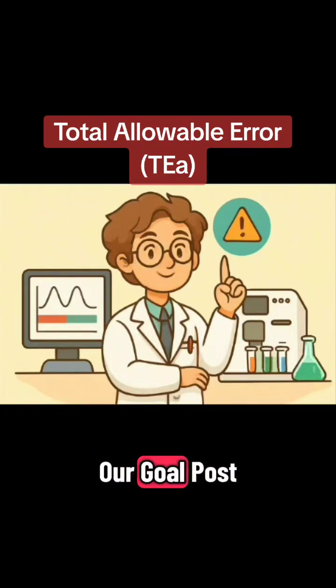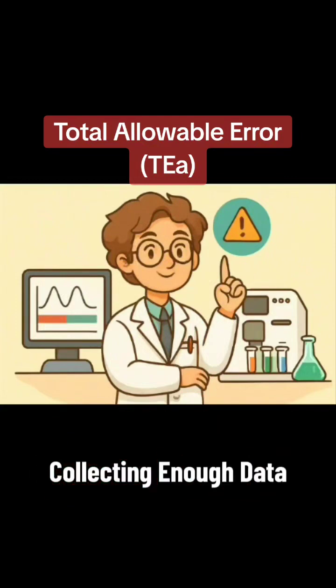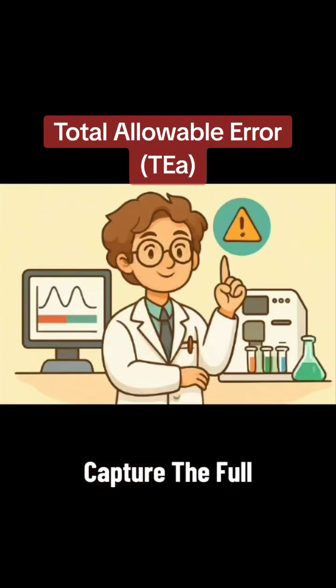Okay, so that sets our goalpost. Now we have to collect the evidence. How do we approach step 2? Collect verification data. What does that actually look like? It means you're collecting enough data points to be statistically significant. This isn't just one quick test. You're trying to capture the full picture of how that method performs. To get those 2 key stats we talked about. Exactly.